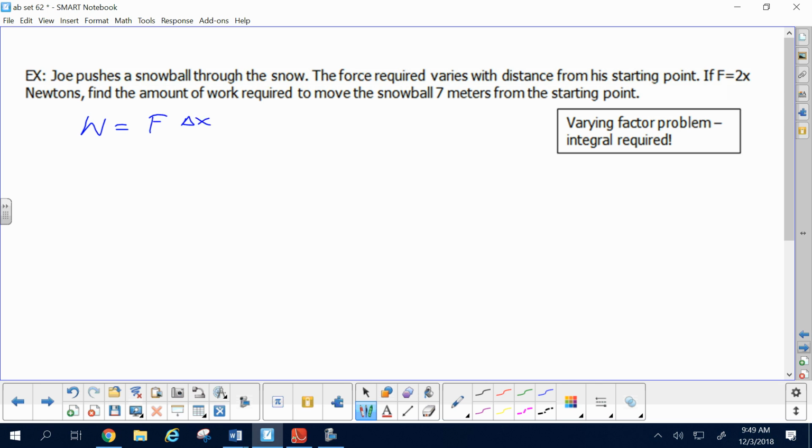In this case, though, we're doing lots of little accumulations of changes in position, so instead of delta x it's dx. What's the force? All right, so the force function is what for this problem?